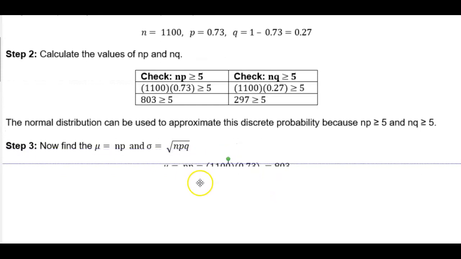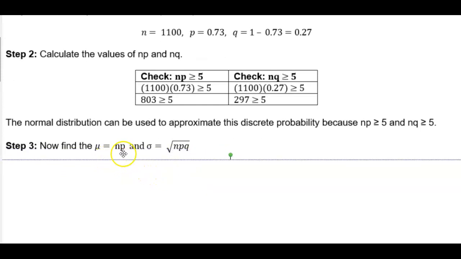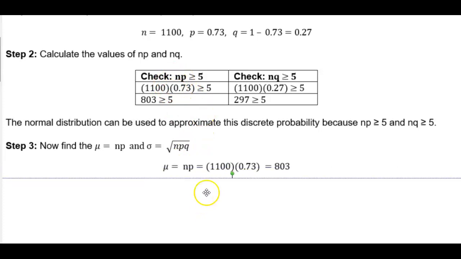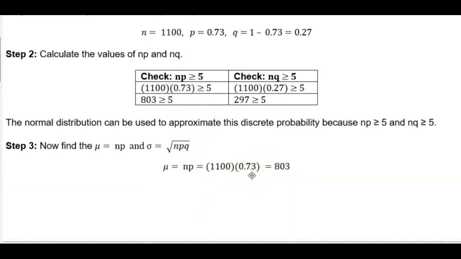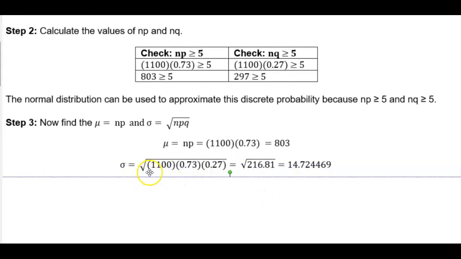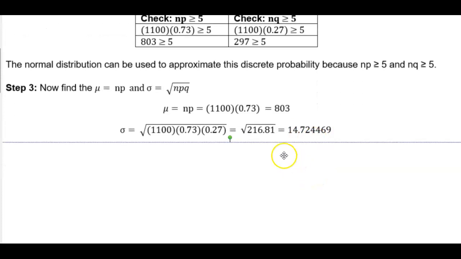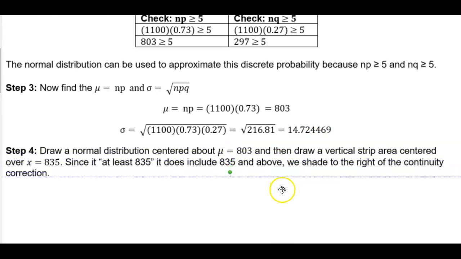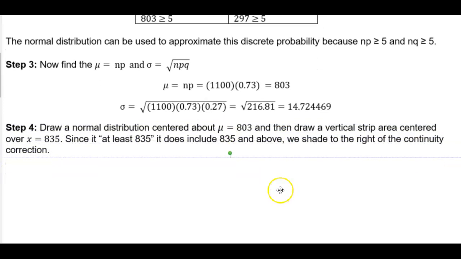In step 3, now we want to find the mean and the standard deviation. The mean is equal to n times p, and the standard deviation is the square root of n times p times q. We've already found the mean, but n times p is 1,100 times 0.73, which gives us 803. Standard deviation is equal to the square root of 1,100 times 0.73 times 0.27, which would be the square root of 216.81. Rounding it to 6 decimal places gives us 14.724469.